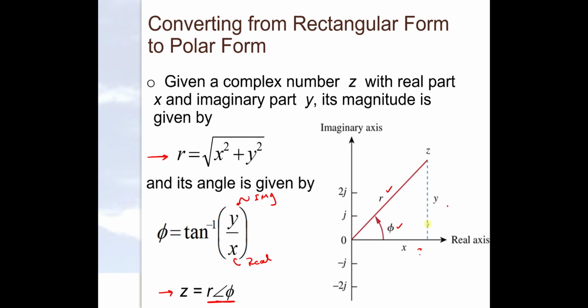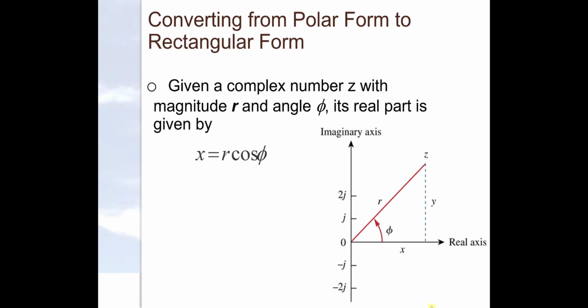This is the right triangle, and you can use rules of projection. So x would be the projection of this vector over this side. So x would be r, and then we have an angle phi, cosine phi. And y would be the projection of the same vector onto that vertical axis. So y would equal r sine phi.